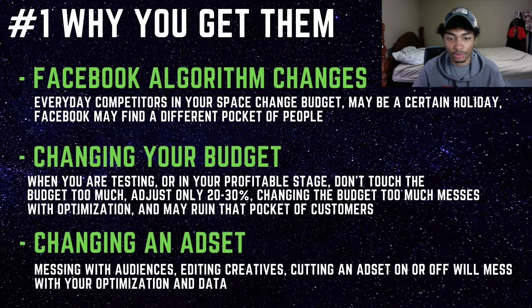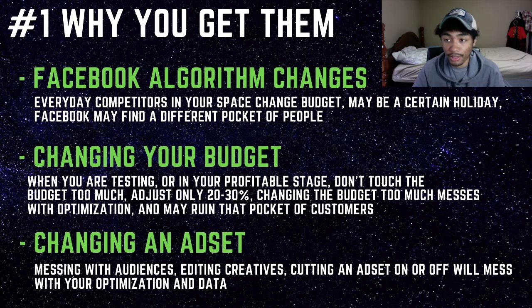Just also check out your website too. Maybe your website just may be slow for whatever reason. An app on it may just be slowing it down, so you have to check that out. But like I said, competitors change their budget, maybe a certain holiday, and then also Facebook might find a different pocket of people. So basically how it works is, if you're targeting a certain audience and out of nowhere, let's say, I don't know, it's a Wednesday, Facebook may decide all of a sudden they want to target a different pocket of people, or just falls upon a pocket of people that just aren't that profitable. That can happen as well, so you just have to keep that in mind.